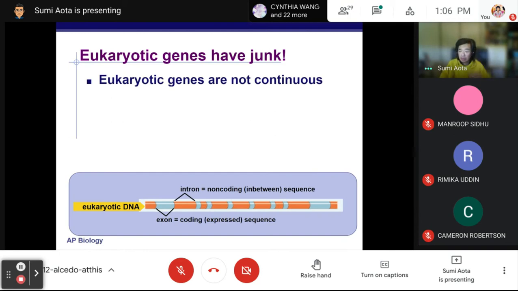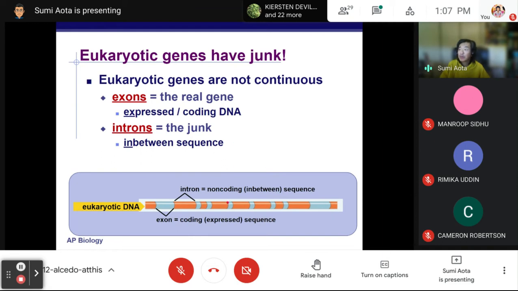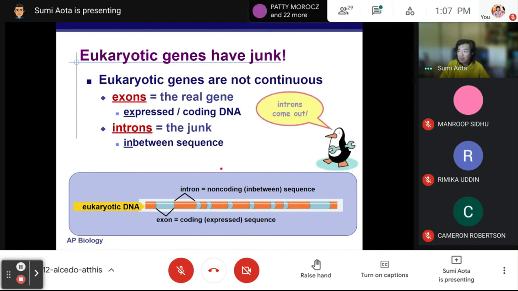Not so in eukaryotes. In eukaryotes, you'll have bits in blue, right? This is a eukaryotic DNA. The bits in blue are going to make up the parts of a protein. So they're called exons. It's the actual gene, so expressed or coding DNA. The orange bits are something called introns. These are the non-coding bits of DNA. They're the in-between sequences. Before we can actually make a protein at the ribosome, we have to get the introns out.